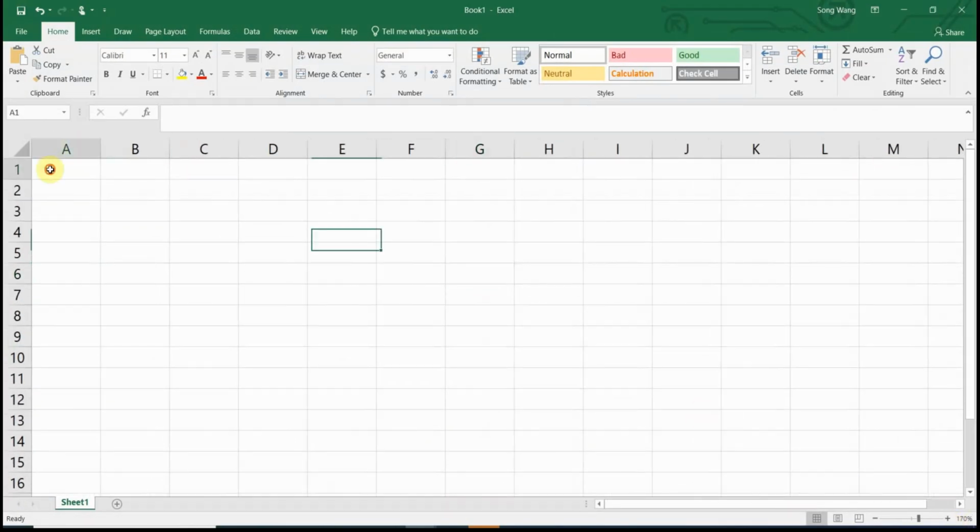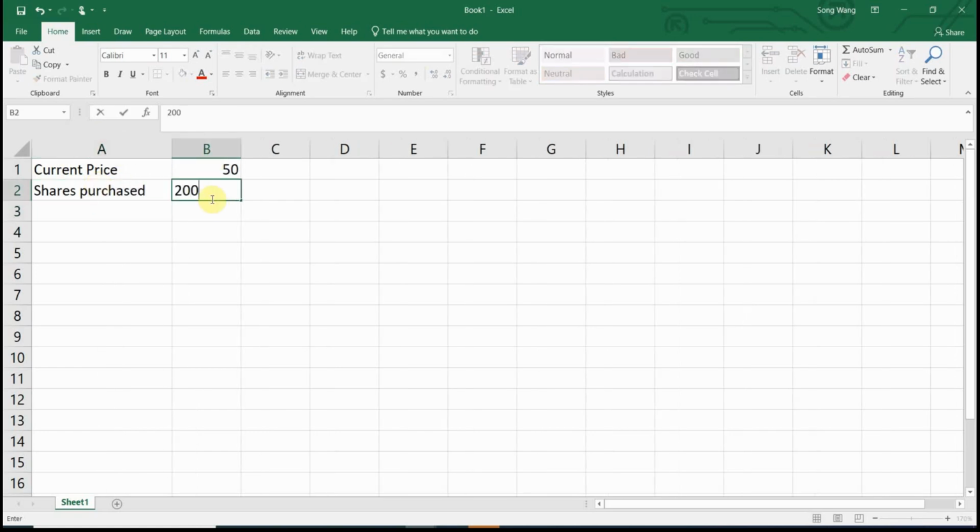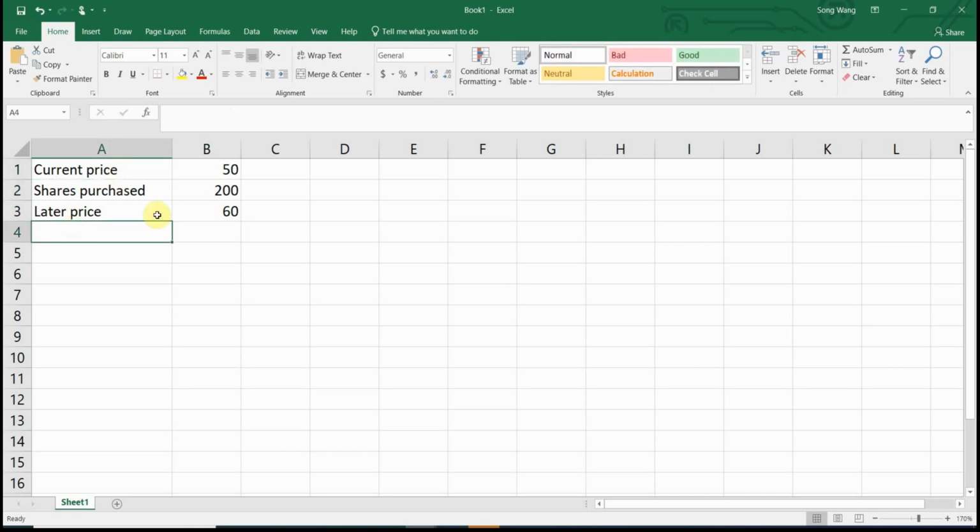All right, so let's put this in Excel practice. I want you to get a current price, and that is $50, and then the shares purchased, and that's 200 shares. Okay, and then the later price can be at a different level. So for now, the later price, let's say it is $60. Okay, and then I want you to get your equity position percentage. So the margin requirement here is 50%.